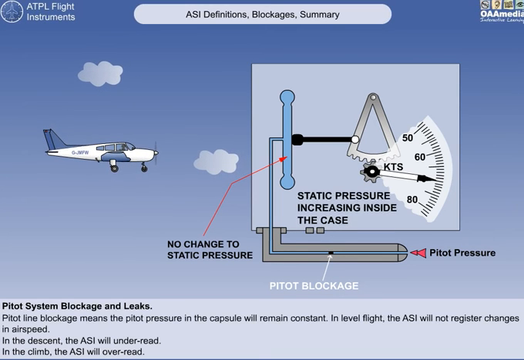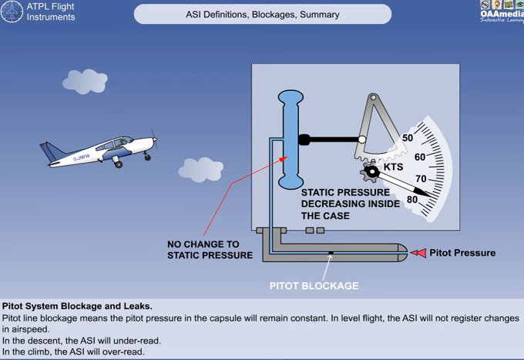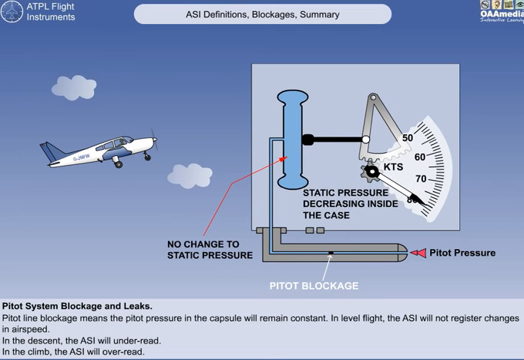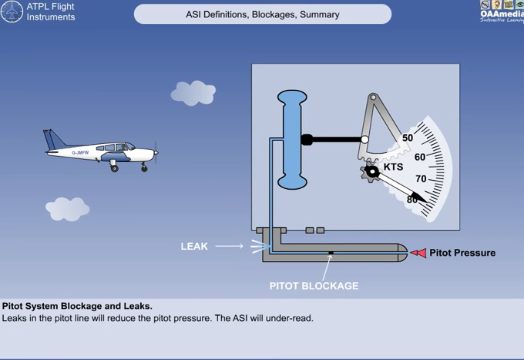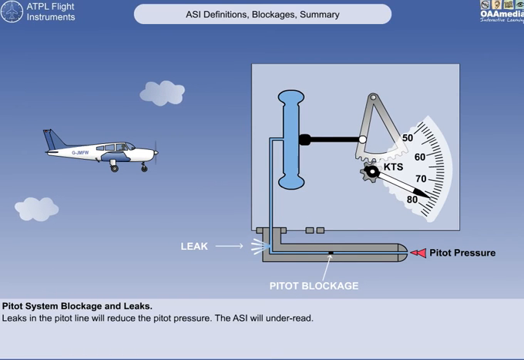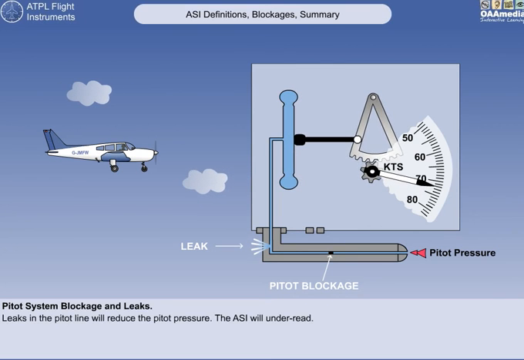Conversely, in the climb, the pressure in the instrument case will decrease, which will allow the metal capsule to expand by an excessive amount. The ASI will therefore overread. Leaks in the Pitot system will reduce the pressure in the Pitot line, and the ASI will therefore underread.